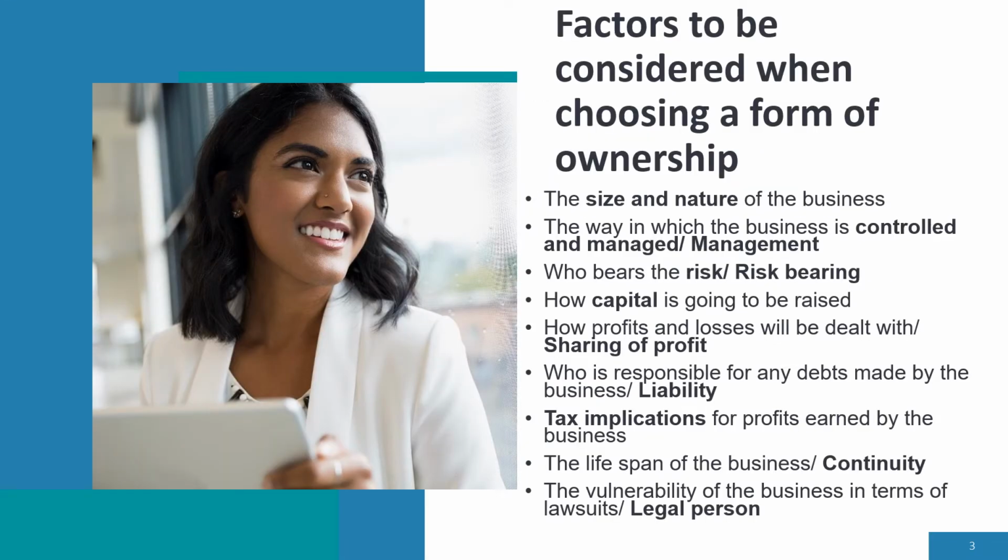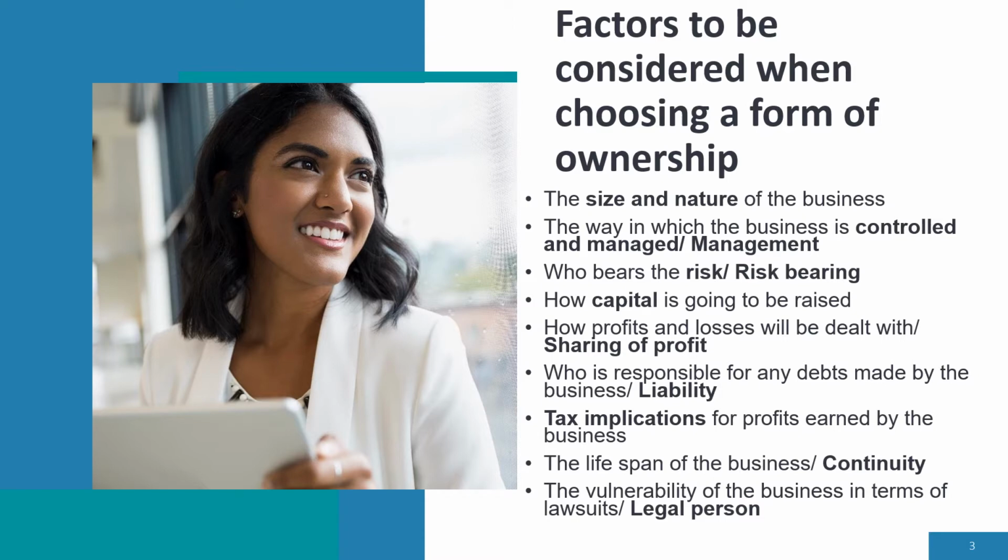So there are various factors that you need to consider before you choose a specific form of ownership when you start a business. First and foremost, you will have to look at the size and the nature of your business. What are you selling? What service are you providing? Then secondly, the way in which the business is controlled and managed. Do you want to manage the business on your own? Do you want the help of others? Do you want shareholders? Do you want directors, etc.?